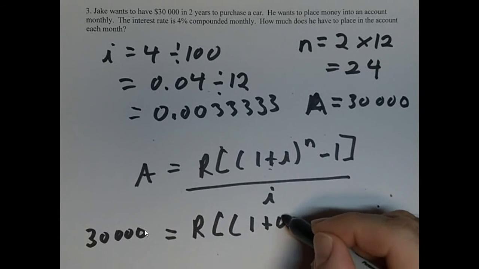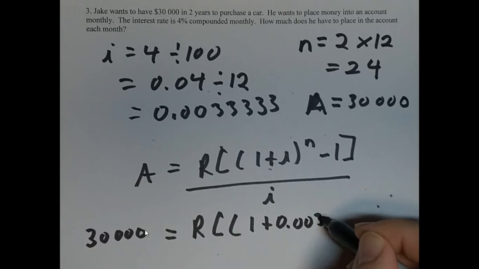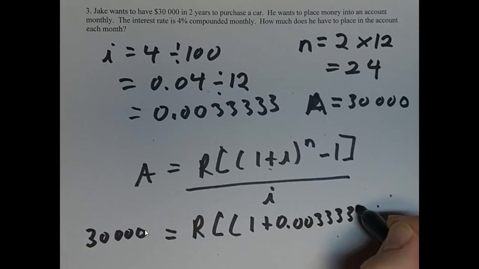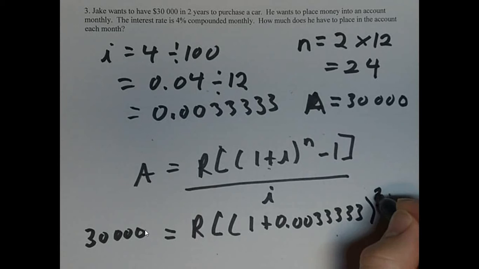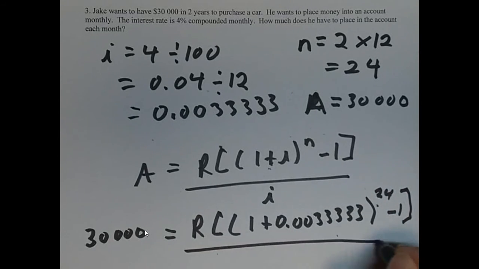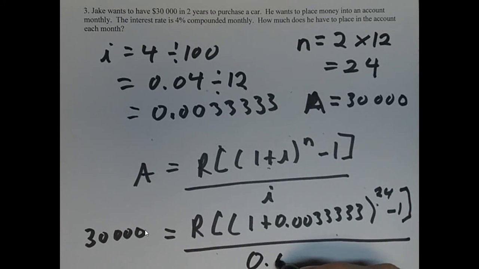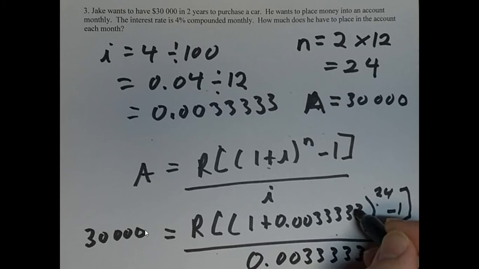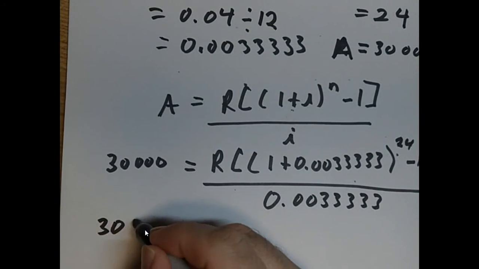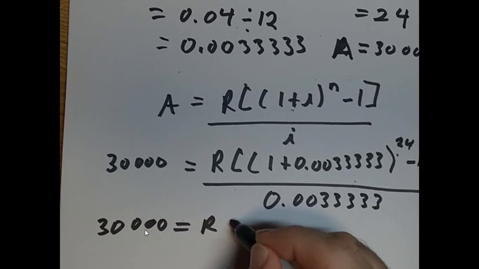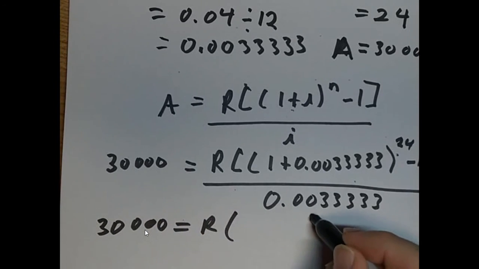Let's put this in. 1 plus 0.00333. There's a bunch of threes. We can go on as long as we want here, but I'll cut it off at 5 threes, to the power of 24 minus 1. All over, well, I is 0.00333, however many threes I have there, I'll put over here. Go to our calculator. 30,000 equals R times a number from our calculator.